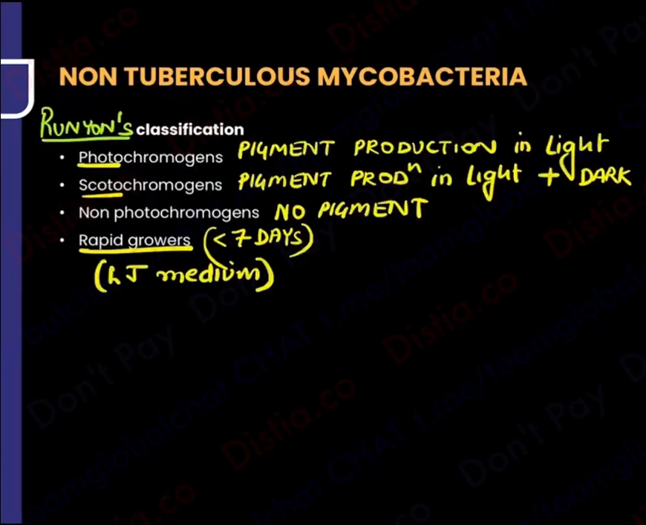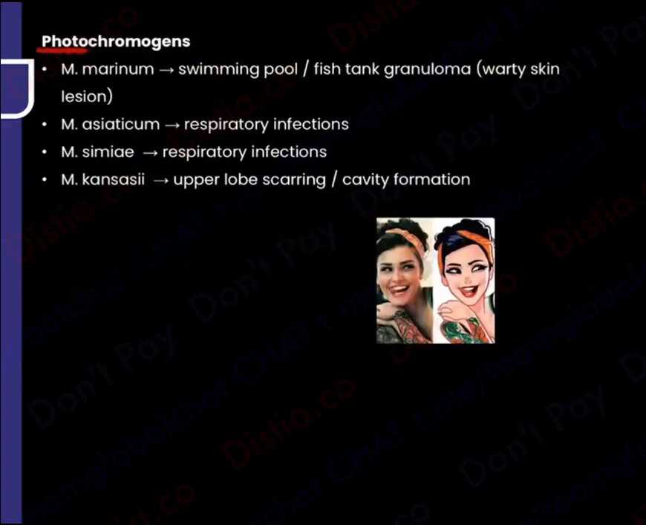Coming back to the Runyon's classification, this is a classification which most students leave. I'm going to simplify this for you today. Photochromogens. Whenever you get a photo clicked, nowadays you have so many filters, right? So you have so many filters, meaning you're going to put a mask on your face. Next time you get a photo clicked, you put a mask, and you can see how this girl has transformed with filters on her face. They start looking like different people altogether, right? So you put on a mask or filter.